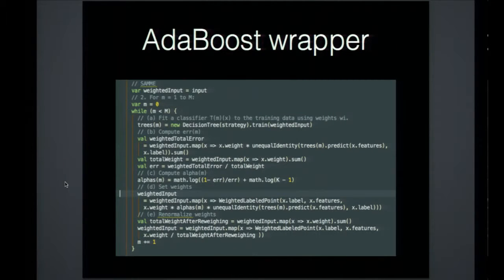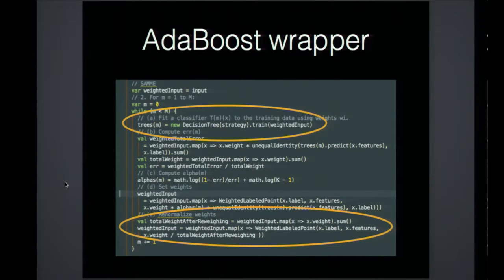So I just wanted to show how easy it was to create a simple multi-class classification AdaBoost wrapper. And we won't go into the details of the code, but I just wanted to highlight two things. In every iteration, we are training a new tree over a weighted data set. And then we are reweighting the data set, samples in the data set, by calculating the error in each iteration.